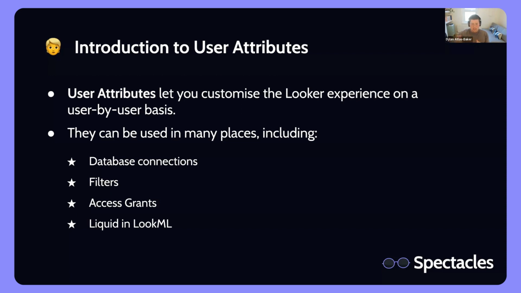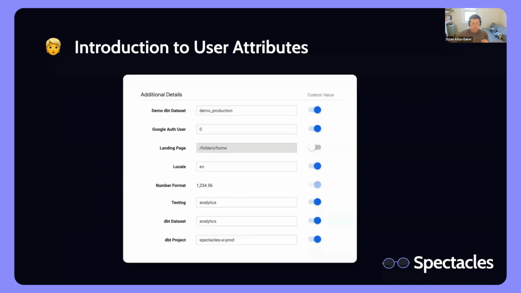So some of it is aesthetic stuff. It's localization. It's if you've got people across different countries or different time zones, a lot of that is set with user attributes. But there's a lot of other stuff within database connections, within filters and access grants and Liquid and LookML, where these user attributes can be used to affect the experience that people have in Looker, particularly in the way of limiting or expanding what they see in your Looker instance.